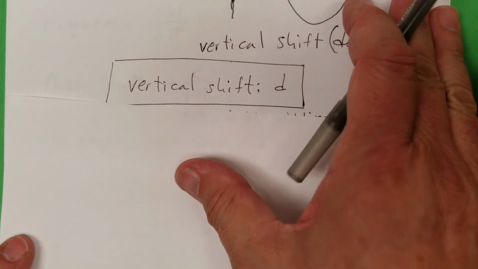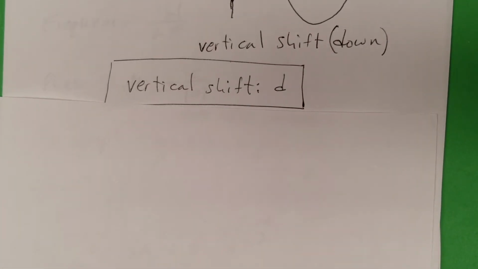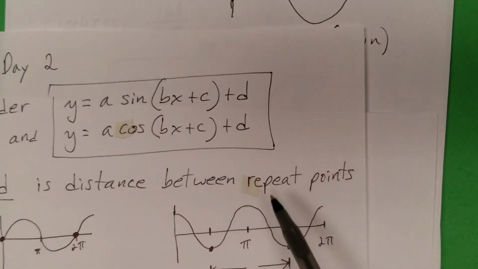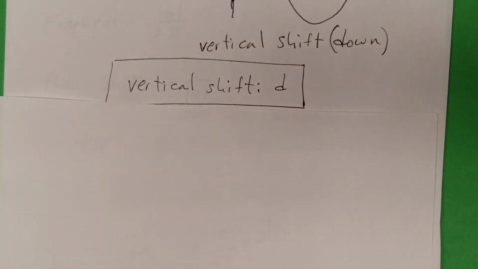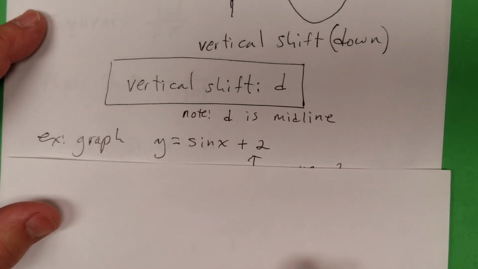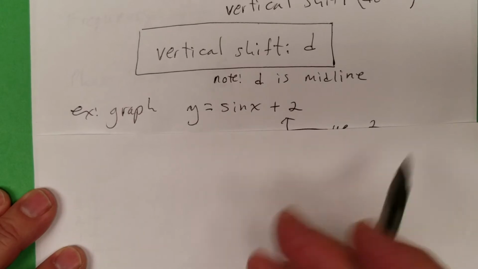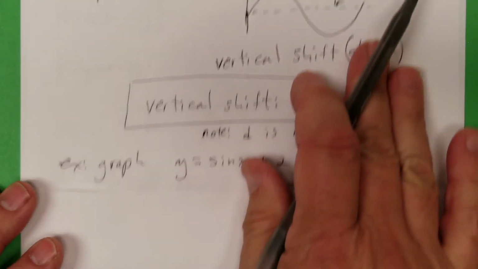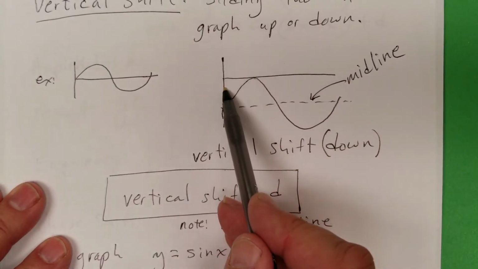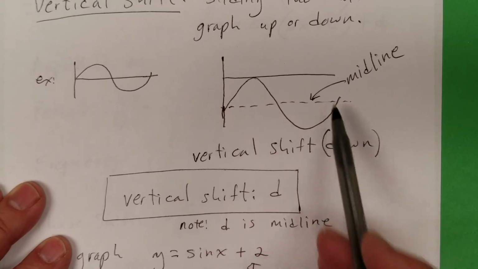And how do you get the vertical shift? It's that D number on the outside. Remember? This is the last number. This number all the way out here, that tells you if you have to shift it up or down. So D is going to be the middle line, right? So if this was a shift down of 2, then D is negative 2, right?